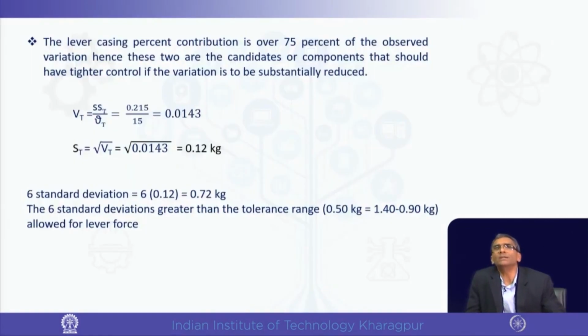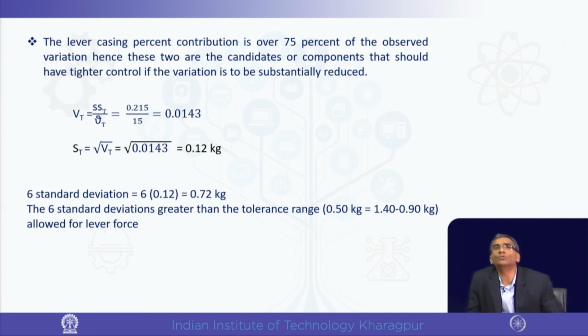Here the equation is that the variance is the sum of square total divided by the degrees of freedom total, and all these values are known to you already, which is 0.215 divided by 15, that is 0.0143. Standard deviation we know is the square root of the variance, that is the square root of 0.0143, which is expressed in kg. So, it is 0.12 kg. So, the standard deviation now is 0.12 kg, but is 0.12 kg good enough for our work?